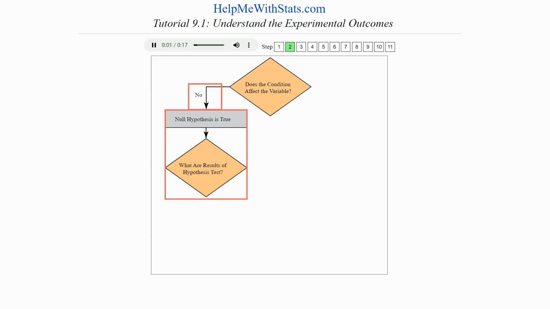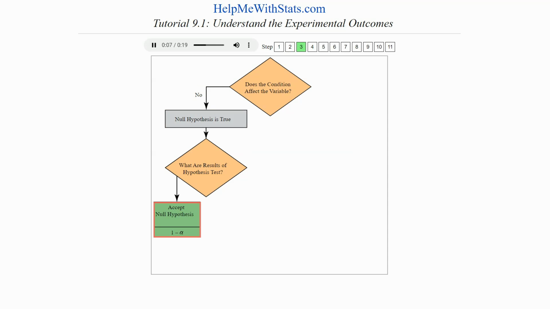Let's start by considering the outcomes when the condition does not affect the variable in the population. In other words, the null hypothesis is true in reality. When the null hypothesis is true, there are two possible outcomes to the hypothesis test. In most cases, our hypothesis test will correctly fail to reject the null hypothesis.